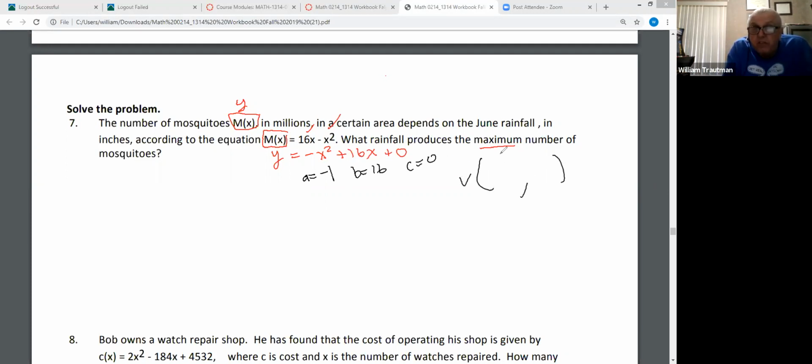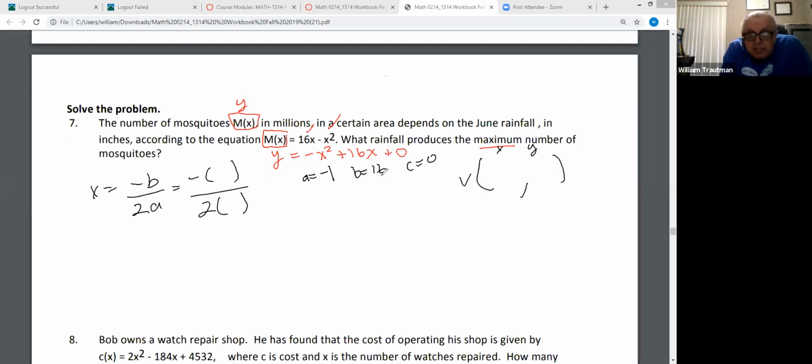Don't forget, we're going to find the x value and the y value. First thing I'm going to do is find the x value: negative b divided by 2 times a. The b part is 16, the a part is -1. When I put that in my calculator, I get 8.